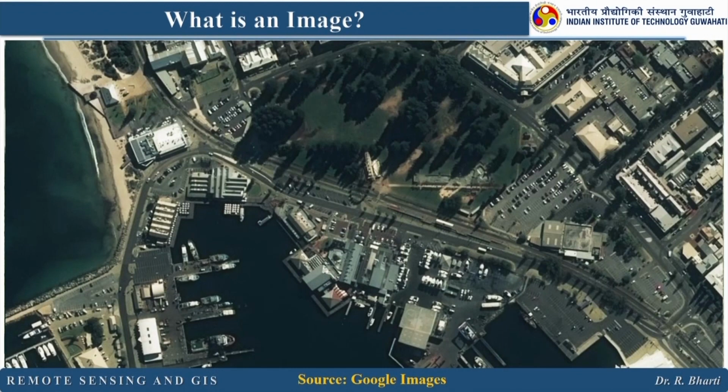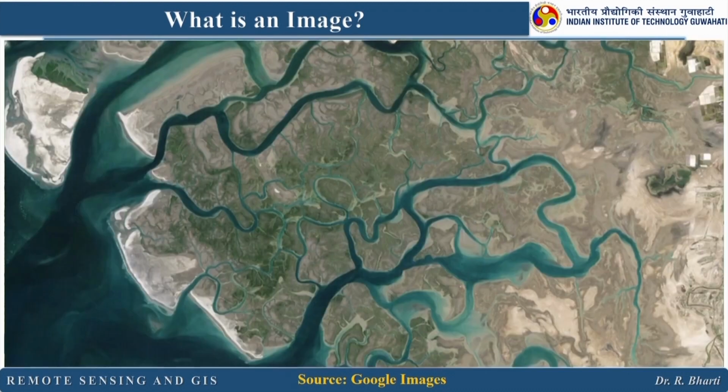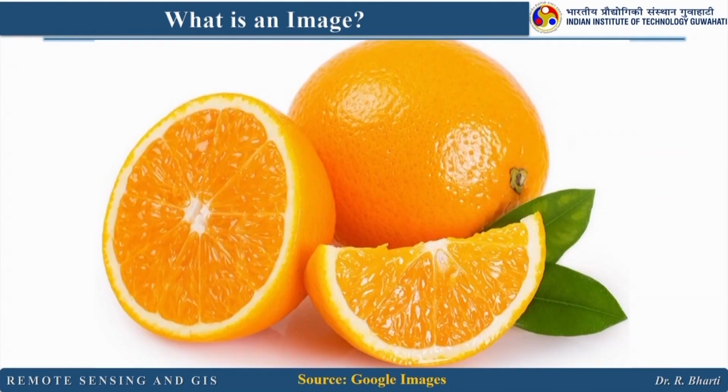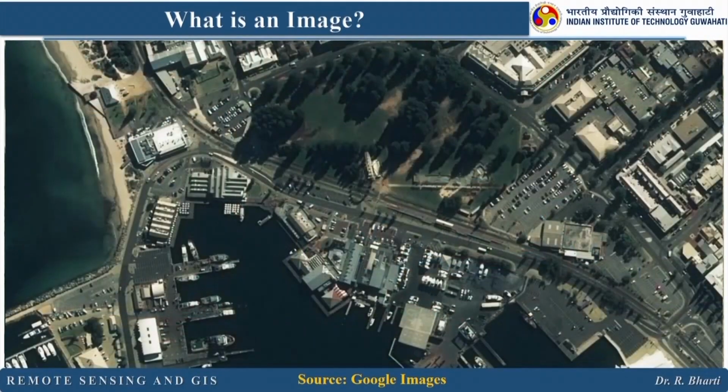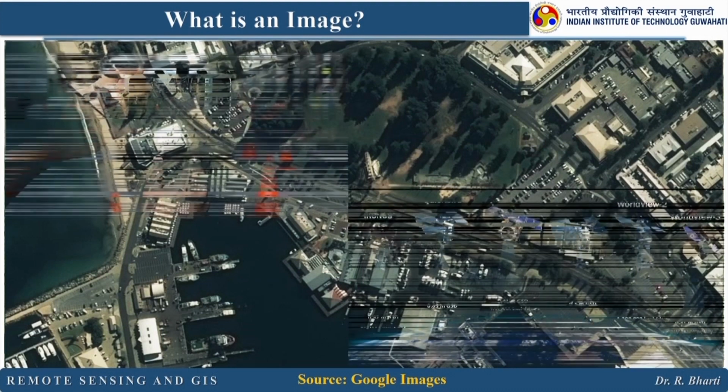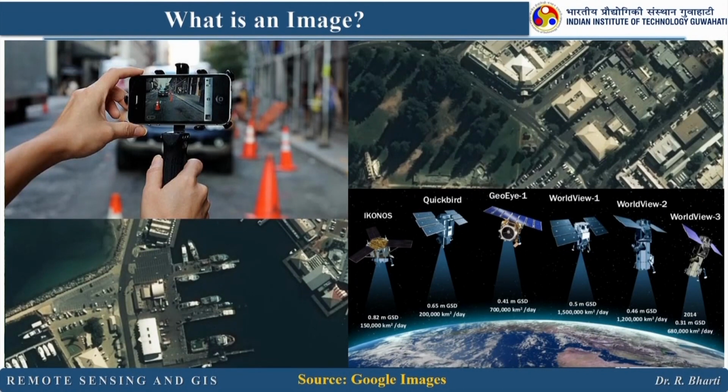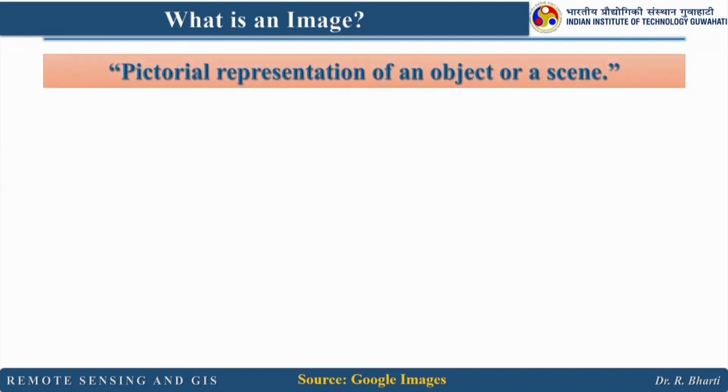So what exactly is the difference? You can compare from the beginning, like this and this. Here you can understand that these images are generated either from a normal camera or from a satellite, so their mode of acquisition is different. These are two different modes through which we capture images. Basically, an image is a pictorial representation of an object or a scene.